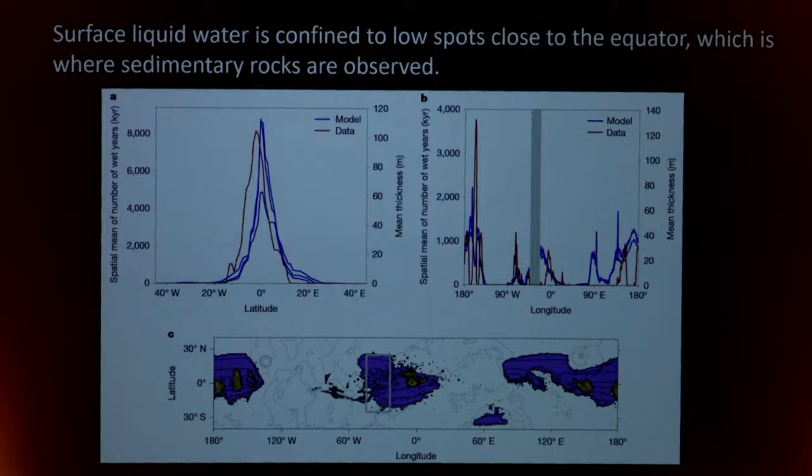The latitude distribution is pretty good. The longitude distribution is actually anti-correlated in some places with the observed sedimentary rock distribution. And that's caused by the model wanting to put liquid water and therefore sediment buildup in low spots which are lying in between the sedimentary rock distributions that we see.